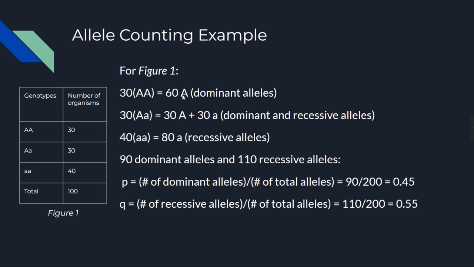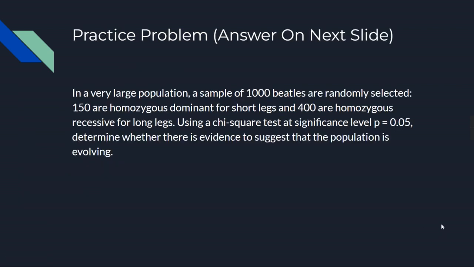And then you just add all these up, and you get 90 dominant alleles and 110 recessive alleles. You can just calculate the frequency. The number of that type of allele divided by the total number of alleles equals the frequency of that type of allele. So P is for dominant, Q is for recessive, and these are the numbers you'd get for this example.